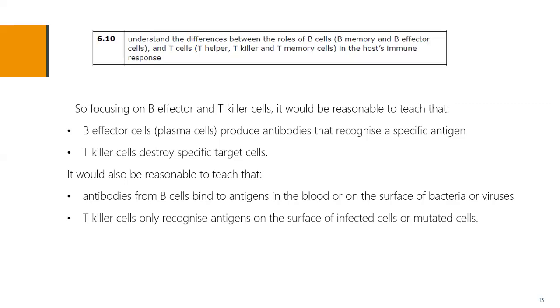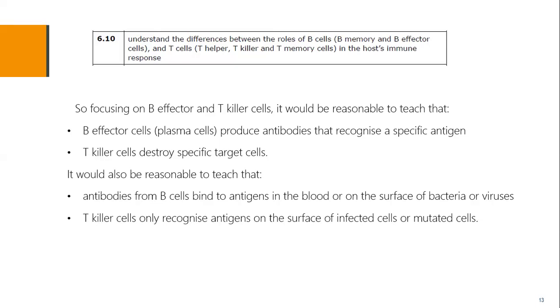If we just look at the B effector and T killer cells, so we select one type of B cell and one type of T cell, it's reasonable to expect that candidates will be taught that plasma cells are B effector cells, and that each plasma cell or clone produces antibodies that recognize a specific antigen. They should understand that these antibodies are released into the bloodstream and then bind to antigens in the blood, e.g. on the surface of bacteria or viruses, or on the surface of cells lining the blood vessels.